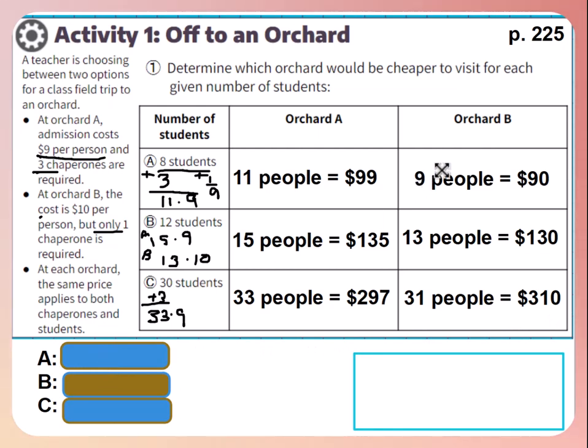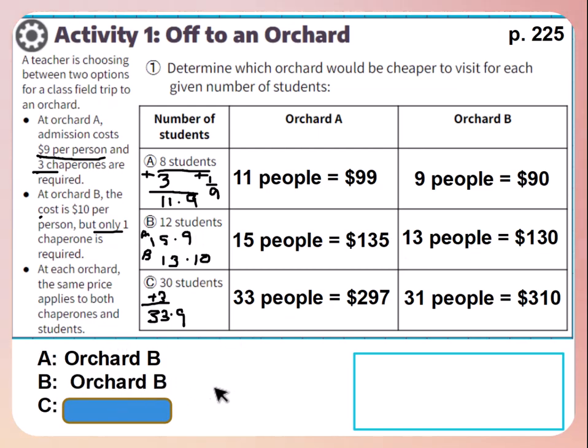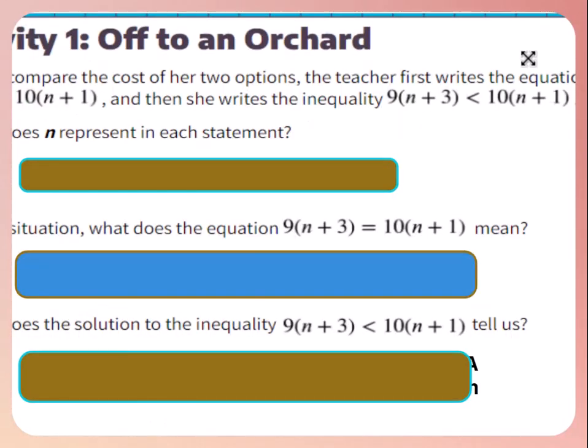All right, so which one would you choose in this first scenario with 8 students? The cheaper option would be Orchard B. And it's still cheaper with 12 students. But when we get to 30 students, it's going to be cheaper to go to Orchard A with those 3 chaperones.